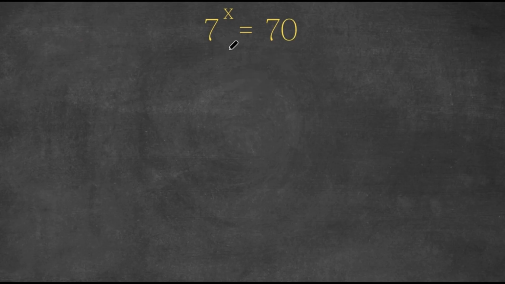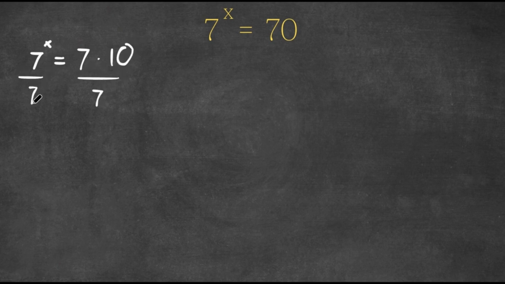So we have 7 to the power of x is equal to 70. Now we can first start by converting 70 to 7 times 10. So now we have 7 to the power of x is equal to 7 times 10. Now I'm going to divide by 7 on both sides. So now we have 7 to the power of x over 7 is equal to, these two cancel out, so simply just 10.